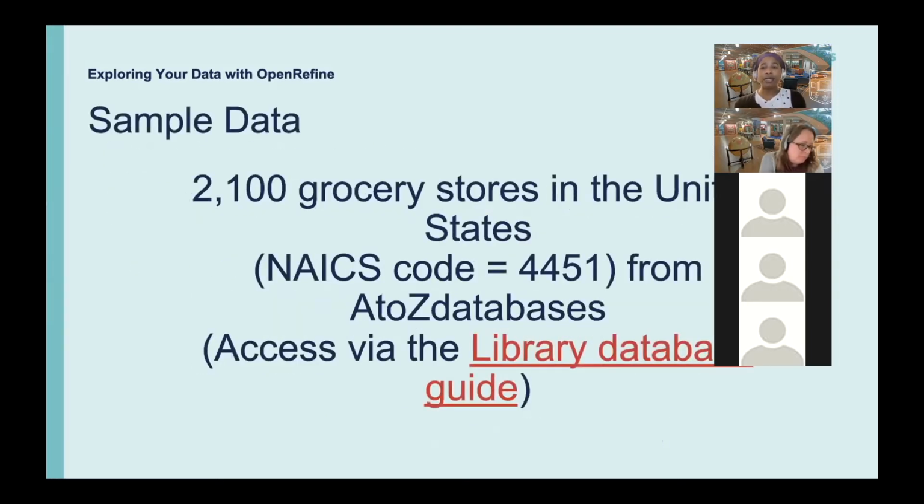So the sample data that we're going to be using for the demos is data from the A to Z database, which is a library database. Our library has a subscription to that. And so our sample data is of 2,100 grocery stores in the US. And we're just going to play around with this data right now.